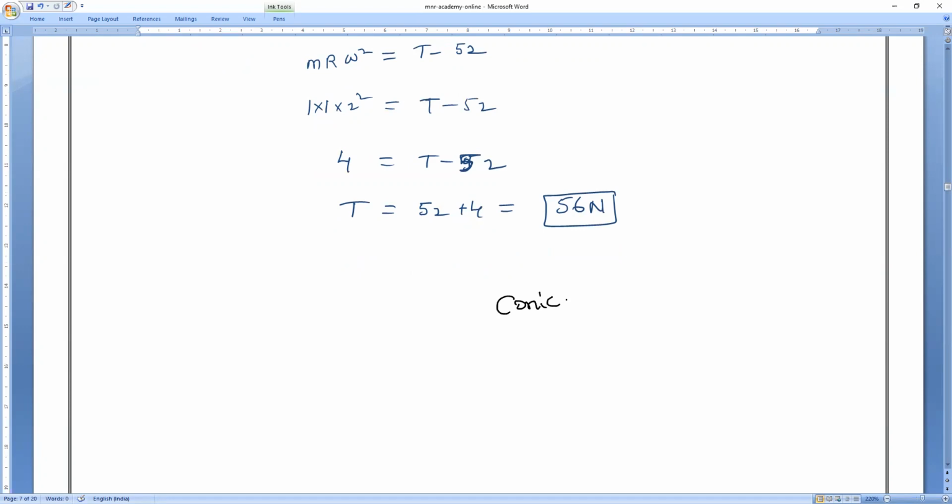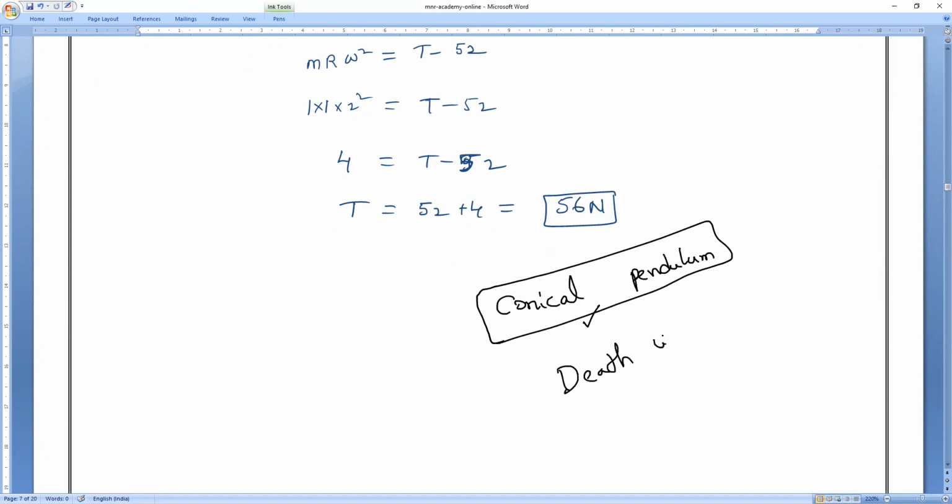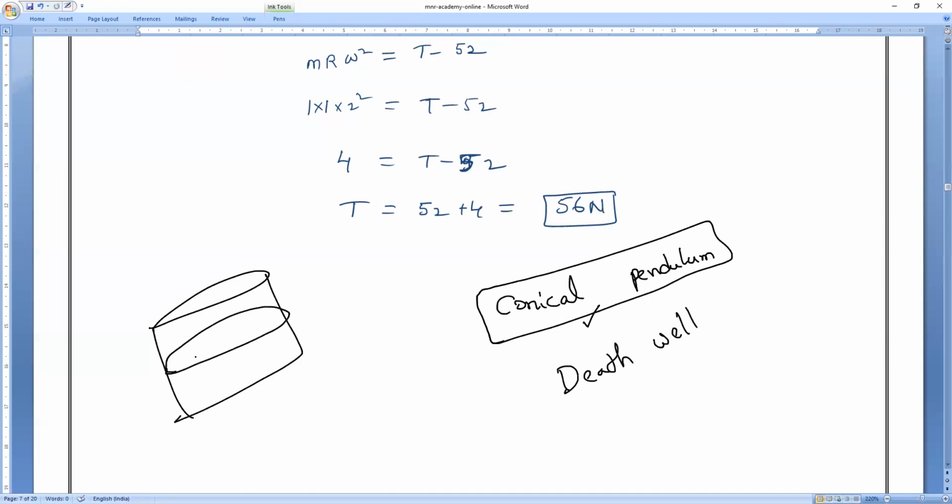You might not have heard it. You might have heard of a simple pendulum. Am I right or wrong, all of you? So we will apply the centripetal acceleration concept for the conical pendulum as well as the death well. Have you noticed the death well in movies? You might be watching Hollywood movies. A big well will be there and the people are riding bikes and cars on the walls of it. Have you noticed it, everybody?